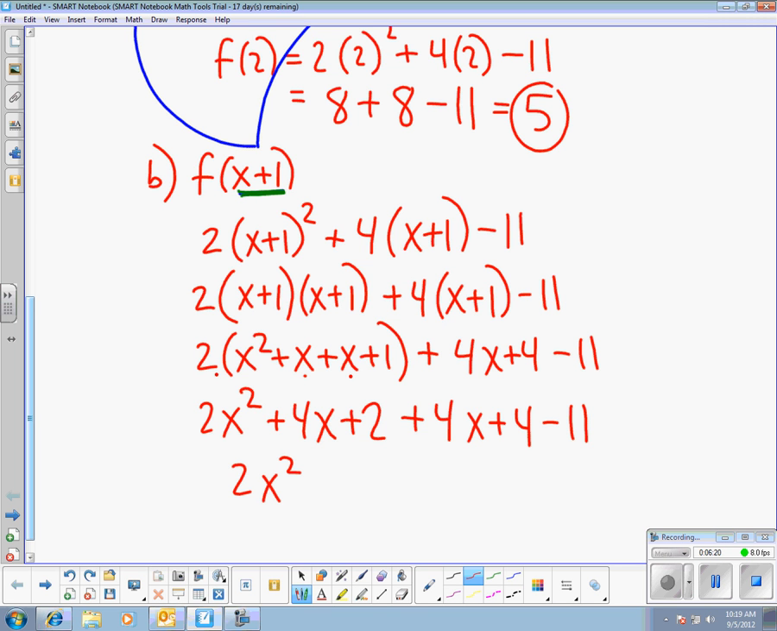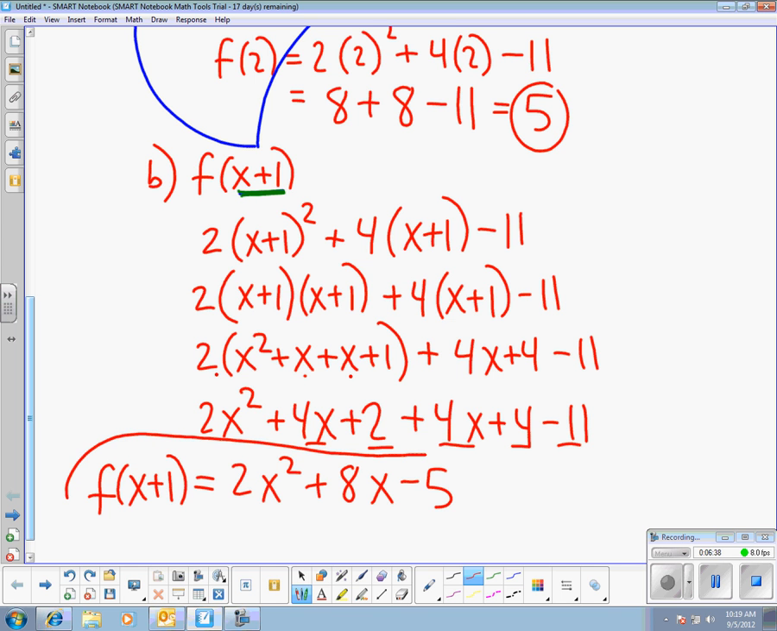I get 2x squared, the only squared term. I've got 8x's total. And then I have a 2 and 4 and a negative 11. So that's 6 minus 11, negative 5. So long story short, f of x plus 1 equals all of that. It doesn't have to be just a single numeric answer. It can be another expression involving x.